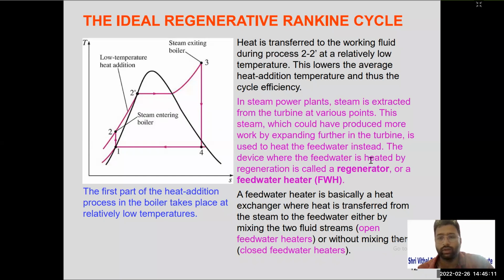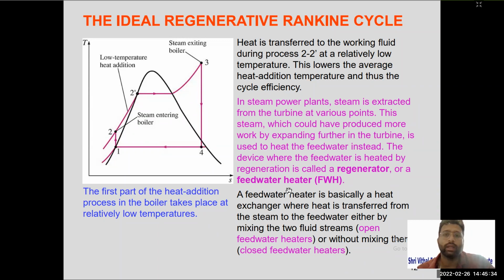The device where the feed water is heated by regeneration is called a regenerator or a feed water heater. So we have a feed water pump, right? It will pump the water to the boiler pressure and it is supplied to the boiler. The water coming to the feed water pump is called feed water.